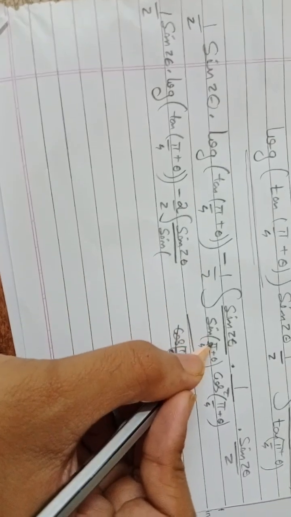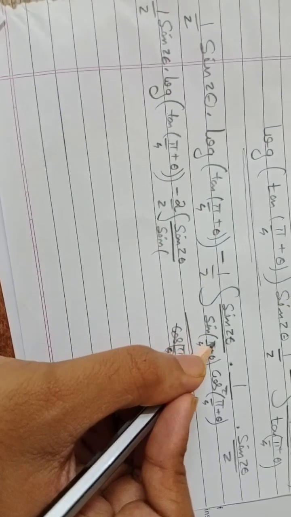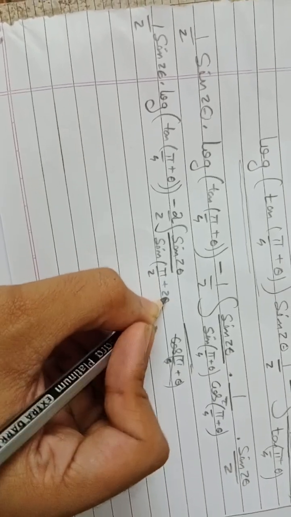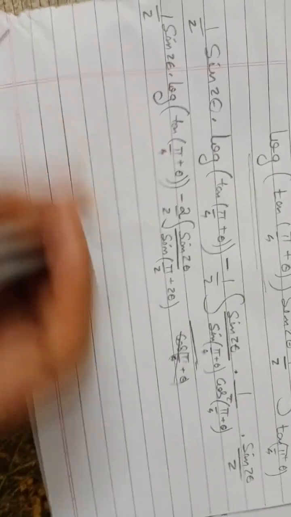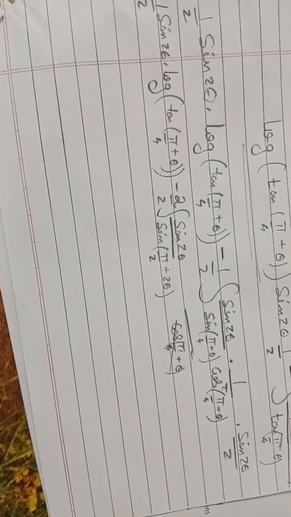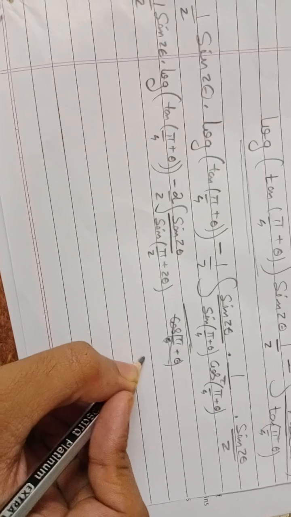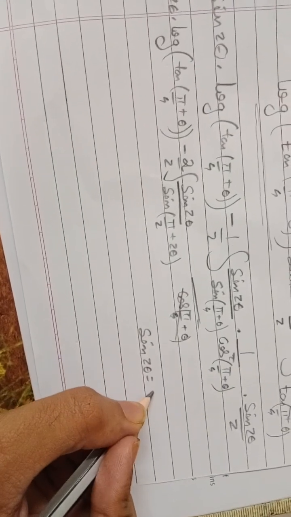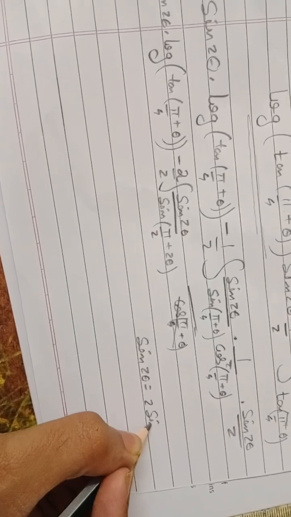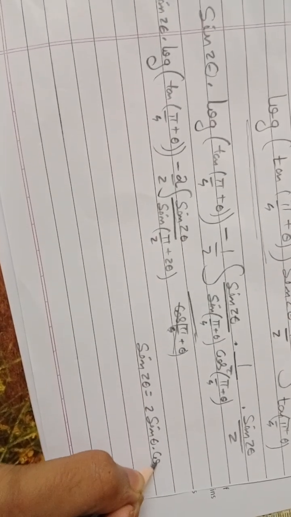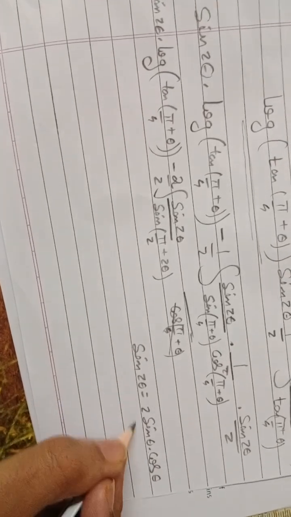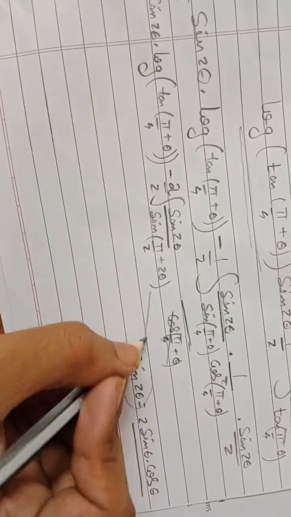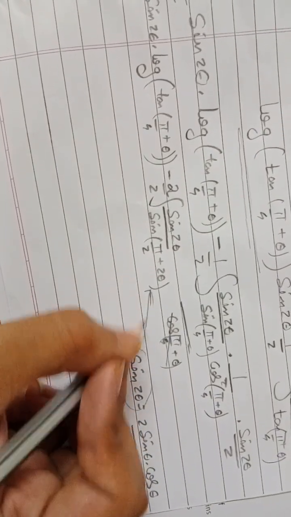So if we multiply this whole by 2 and then divide, what we get is sine of 2 into pi by 4, which is just pi by 2, plus 2 theta. So this whole term converts into sine 2 theta. I will just write the formula for you right here: sine 2 theta is equal to 2 sine theta dot cos theta. So we had this form and we wrote it in this form.